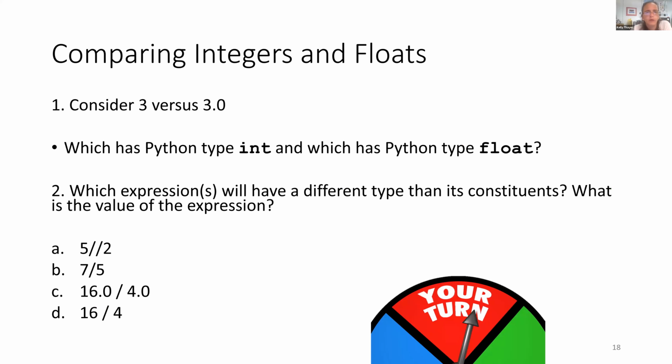Let's take a look at comparing integers and floats. Consider 3 versus 3.0. Which one is the int and which one is the float? We'll take a look at some expressions which will have different types for their constituents. We're going to look at their types as written in the problem, and then ask, what is the type in the answer? Does it always follow that if you start with certain types, you always get that type in the answer?